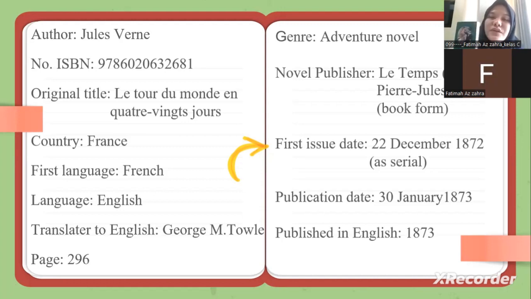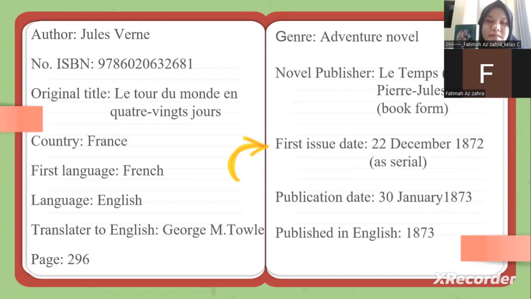The first issue of this story was on the 22nd of December 1872, and the publication date of this book is the 13th of January 1873. Let me show you here. It was published in English in the same year as the publication date.